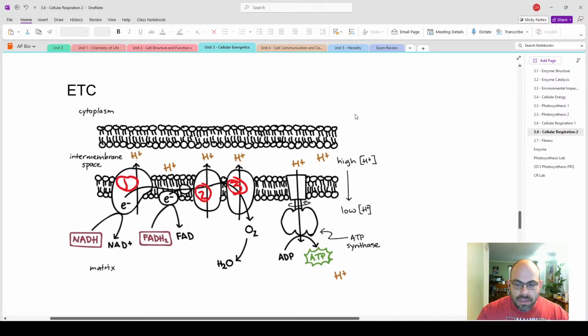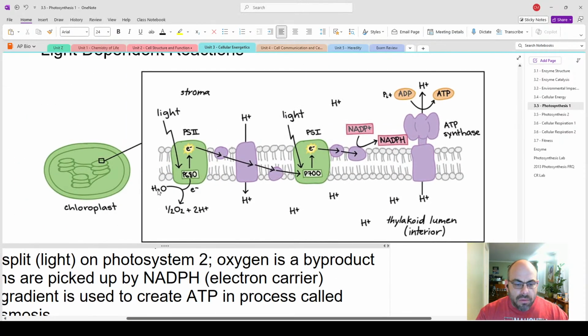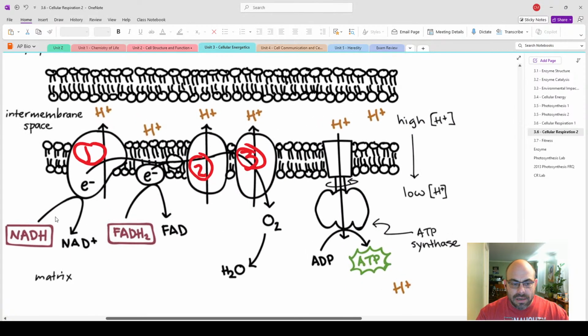So ETC is kind of the opposite of light dependent, right? Because let's think about light dependent. Light dependent was you had water coming in, being split up, oxygen given off as a byproduct, electrons going through here and eventually being scooped up by electron carriers. Here you have electron carriers dropping off electrons. Oxygen is not a byproduct, but is a necessary reactant, and rather than being the first reactant, water is the last product here. So it literally is the exact opposite.